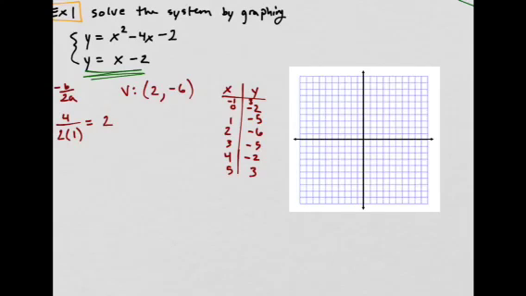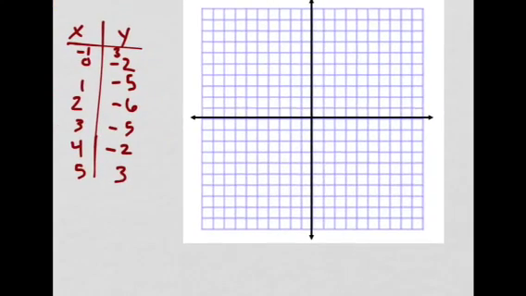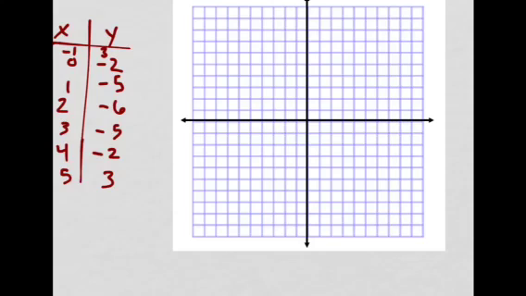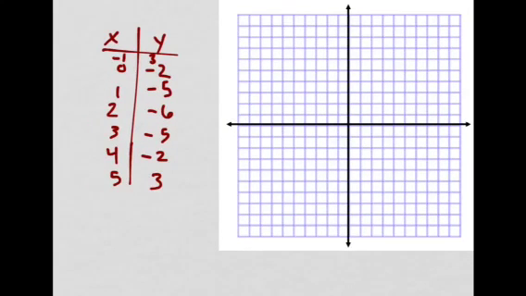So let's plot these. Well, I'll start with my vertex. That's 2 and -6. So I'll go over 2, down 6, 1, 2, 3, 4, 5, 6, and put my point there. Remember, you have to do both the ordered pairs before you plot your points.